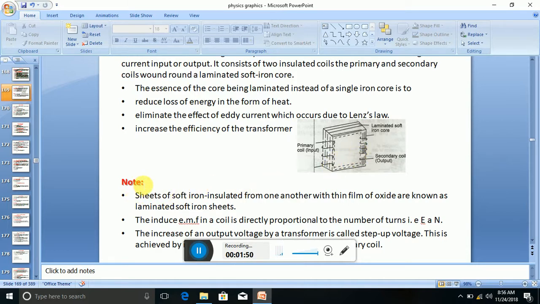Now note, sheets of soft iron insulated from one another with thin film of oxide are known as laminated soft iron sheets. The induced EMF in a coil is directly proportional to the number of turns. EMF is proportional to number of turns. So if you have more turns here, that means you're having more EMF here, bigger than what you're having here. That means you've increased. Whereas if you have more turns here and lesser turns here, you've decreased.